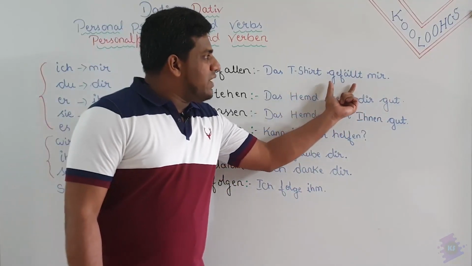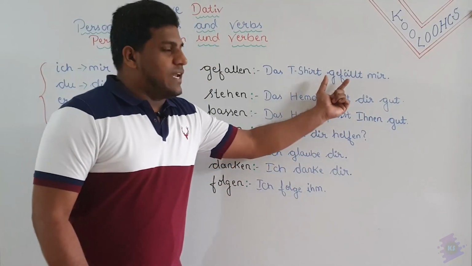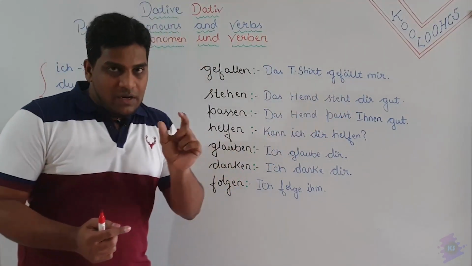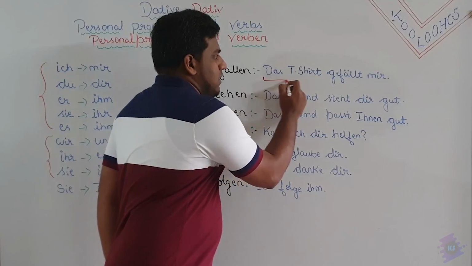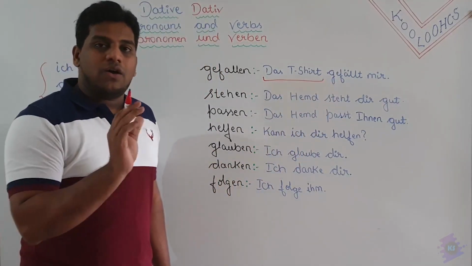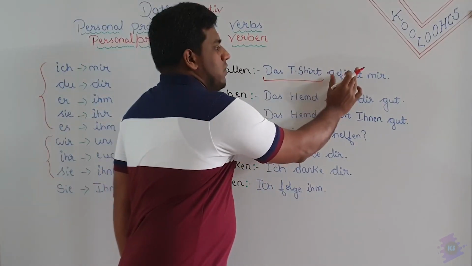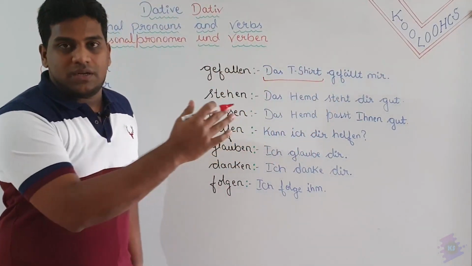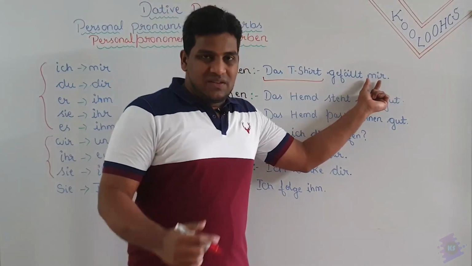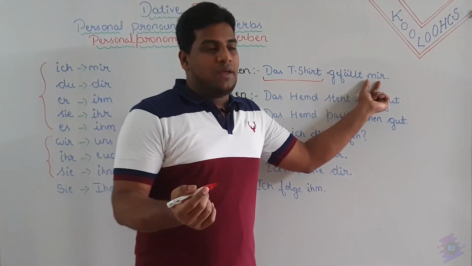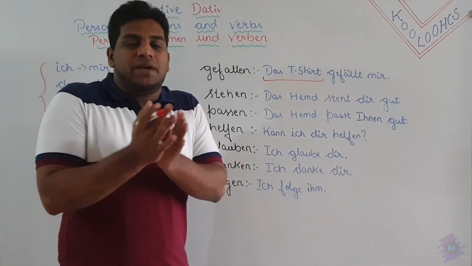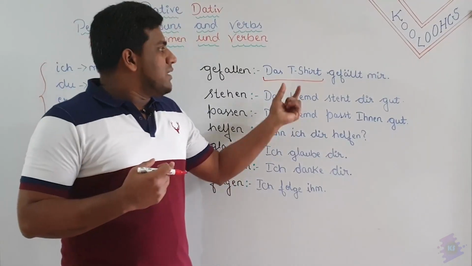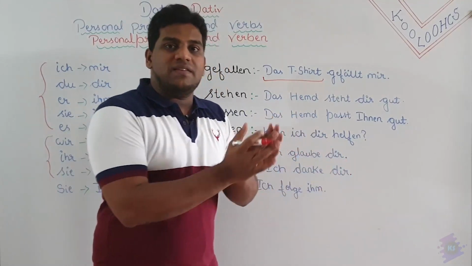So this word gefällt is nothing but gefallen, but it is conjugated accordingly. The subject is in third person singular, so accordingly you conjugate the verb. You have to conjugate this verb according to the subject, not according to the recipient or the object. So here mir acts as the object. The dative object will always be a recipient of something. So here mir, that is me, I am the recipient. T-shirt is the subject. The T-shirt pleases me.